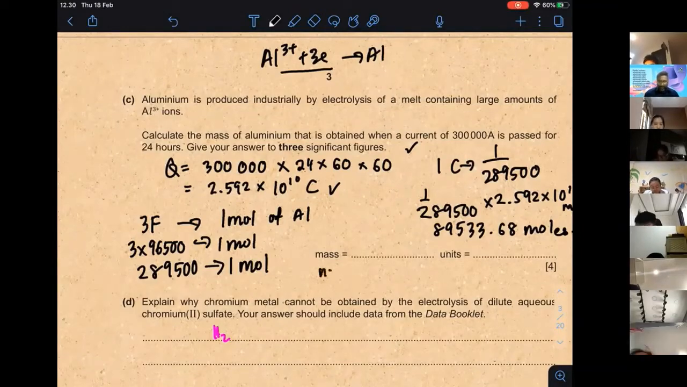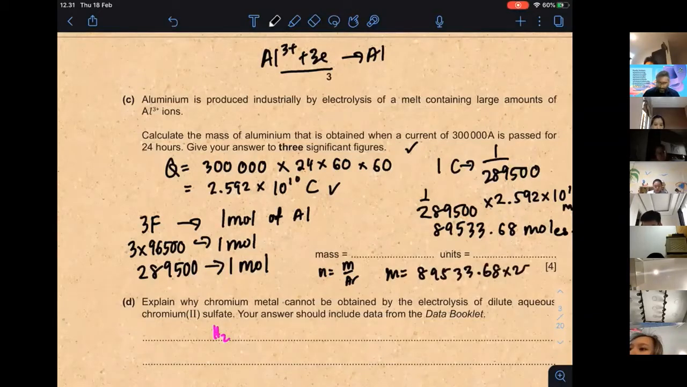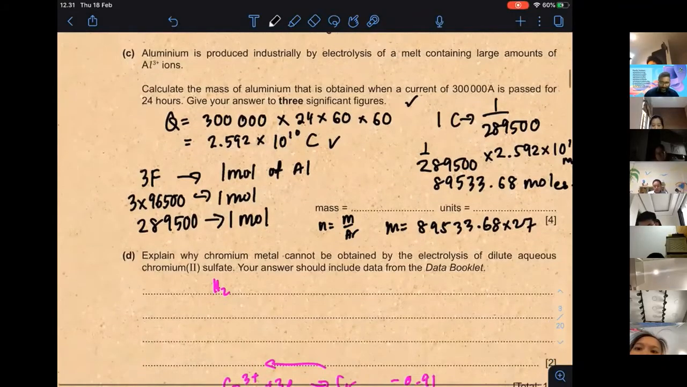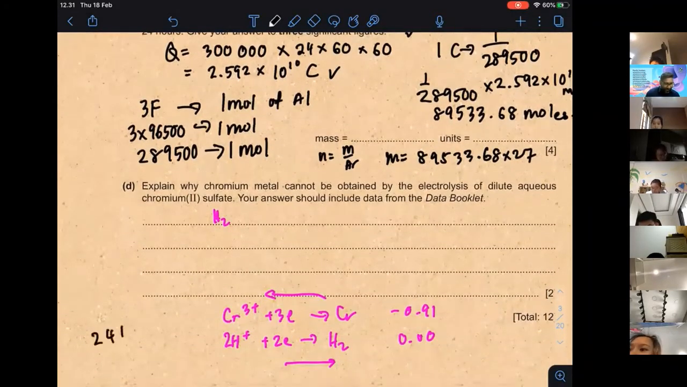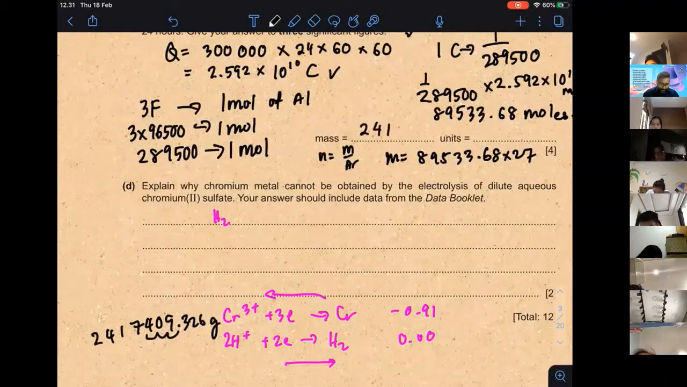So n equals to m over Ar. m is going to be just 27 times 89533. This is going to be in gram, 2417409.326 gram. So if you want to change it into kilogram, 2417.4 kilogram, if you want to leave it like that.